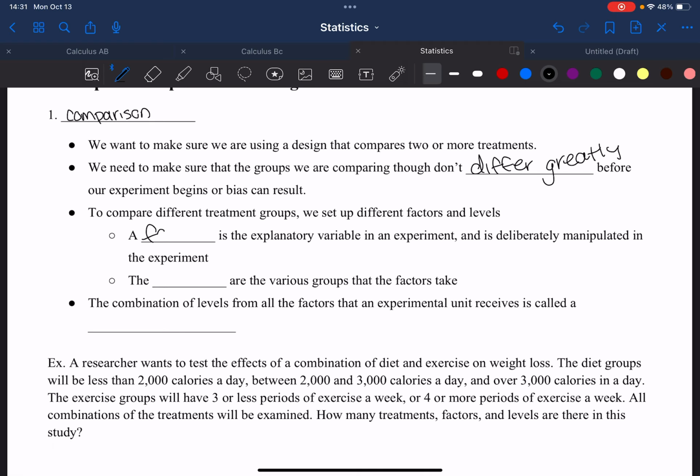A factor is the explanatory variable in the experiment. It's deliberately manipulated. And then the levels are the various groups that the factor takes. The combination of levels from all the factors that an experimental unit receives is called a treatment. Okay, so a treatment consists of factors and levels.